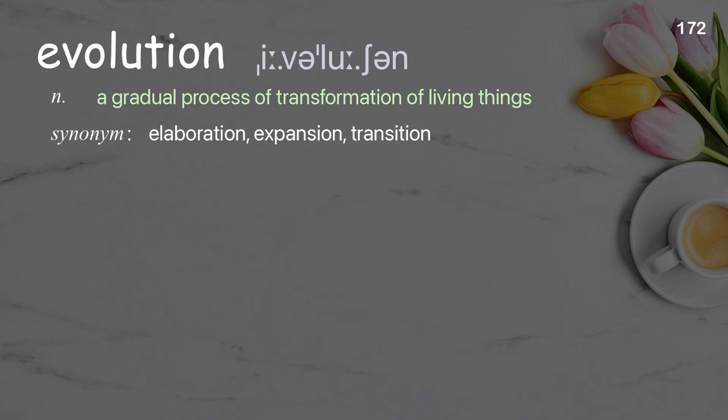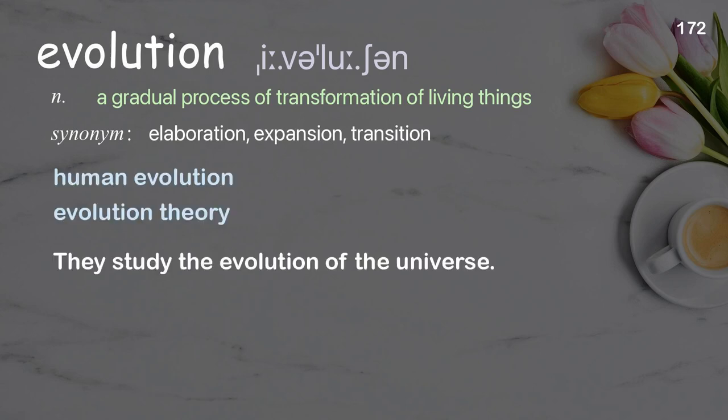Evolution. A gradual process of transformation of living things. Examples. Human evolution. Evolution theory. They study the evolution of the universe.